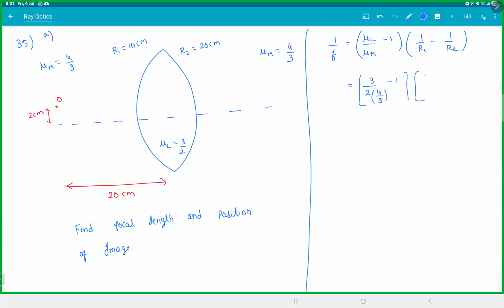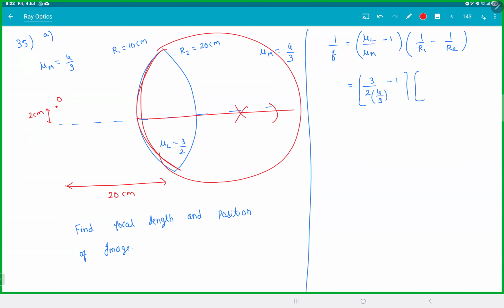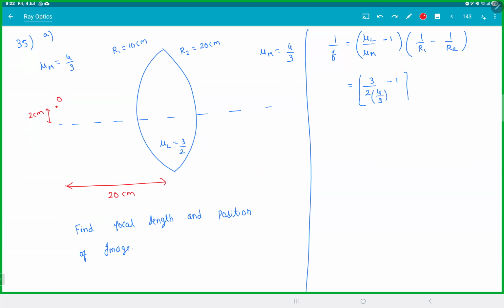What about r1, r2? Look at this. Light is going to the right, so this is positive. For r1, the center is on the right hand side, so r1 is positive. R2's center is on the left hand side, so R2 is negative. Are you clear? That is one way, but generally you can remember this.